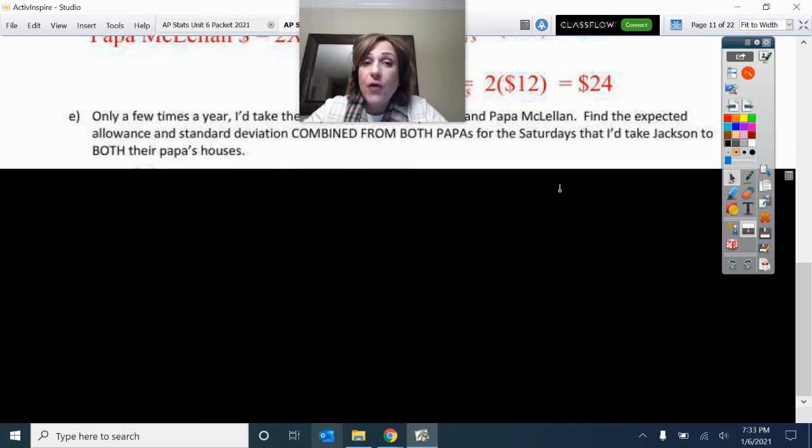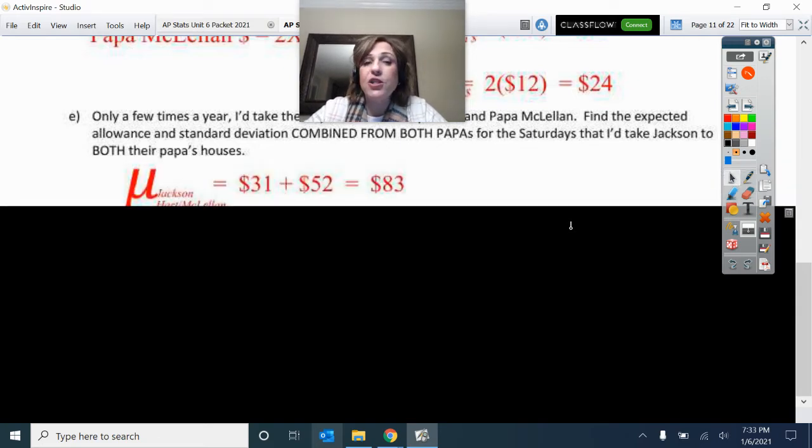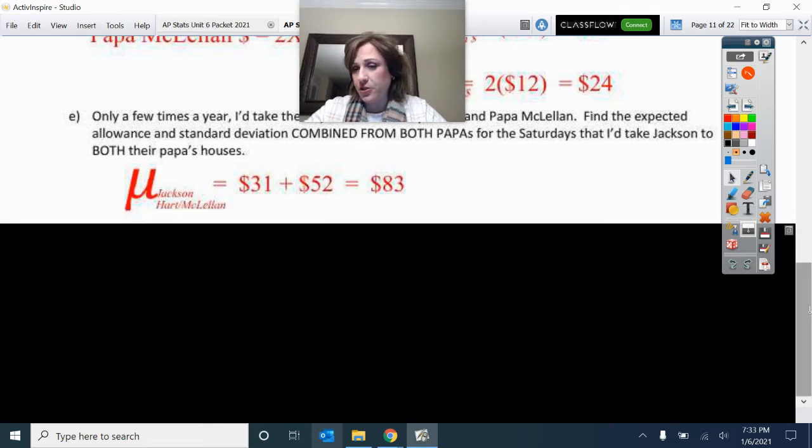All right. So how do the means combine? They do what you expect them to. They add 31 plus 52. So he's going to get $83 that week to add to his college fund. But with what standard deviation?